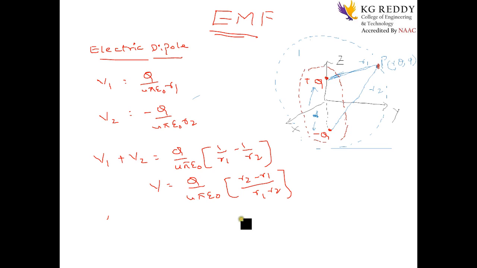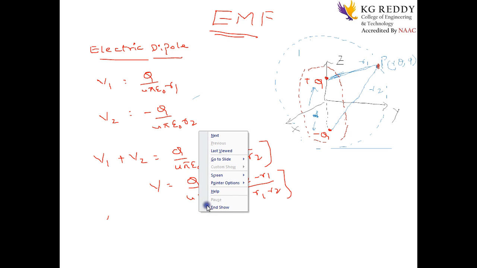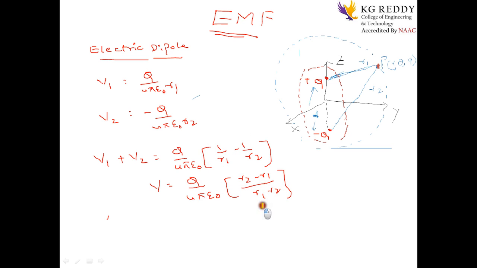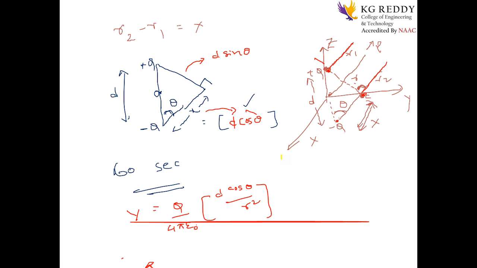So the denominator r1 r2, I can simply write as r square. And in the numerator, r2 minus r1, we have found as d cos theta. Hence in this equation, V is equal to q by 4 pi epsilon naught into d cos theta, the numerator which is r2 minus r1, divided by r square. So this is the absolute potential when the point P is located at infinite distance.